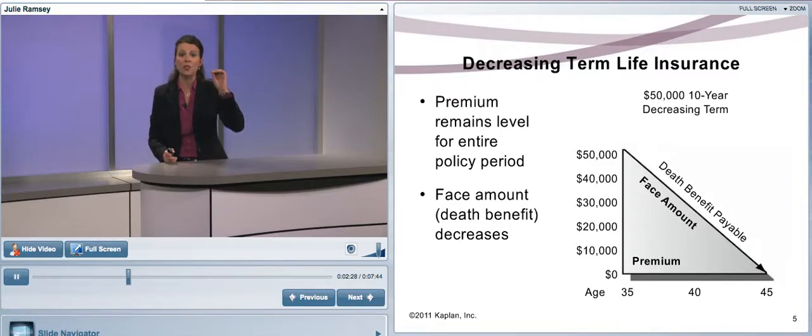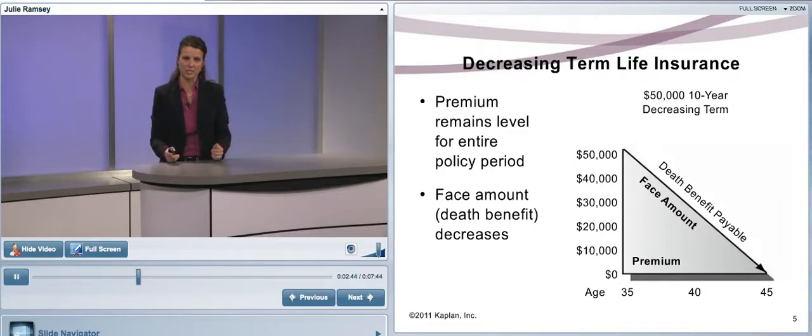Now, the death benefit starts at $50,000. Joe Client is 35 years old at time of issue. Every year, the death benefit goes down and down and down. And look at year 10. At year 10, then, the policy expires. Why? Because the term is over.